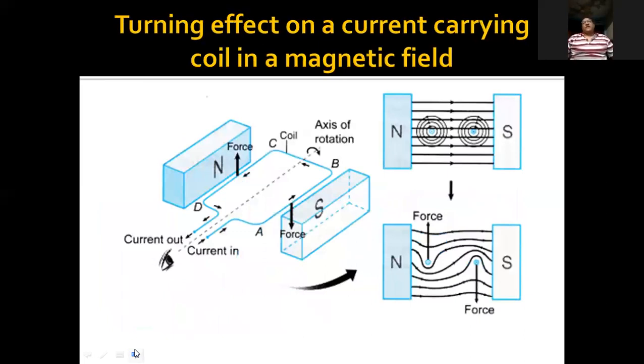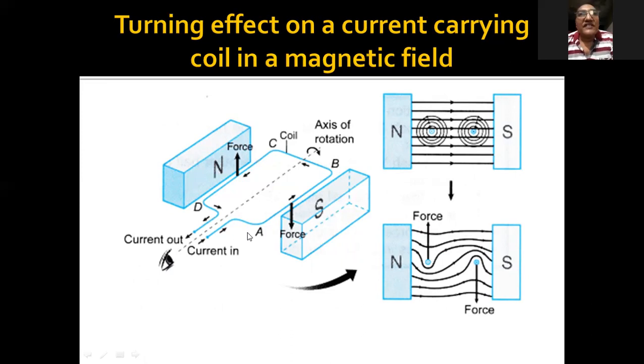Okay. So another way of representing these things: here in this diagram, you can see we have two permanent magnets, North Pole and South Pole. This North Pole and the South Pole have the magnetic field in them. The magnetic field is going from north to south. Here you have the North Pole, here you have the South Pole. So the magnetic field lines are moving from north to south.